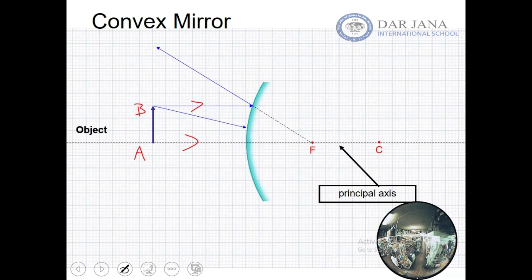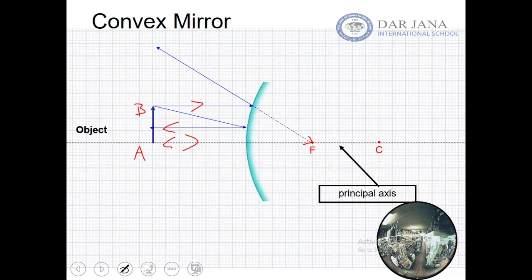Once it reaches the mirror, this incident ray cannot penetrate through the mirror, so it will be reflected. Since the incident ray's destination was F, its reflection will be parallel to the principal axis. So the reflected ray will be parallel to the principal axis.